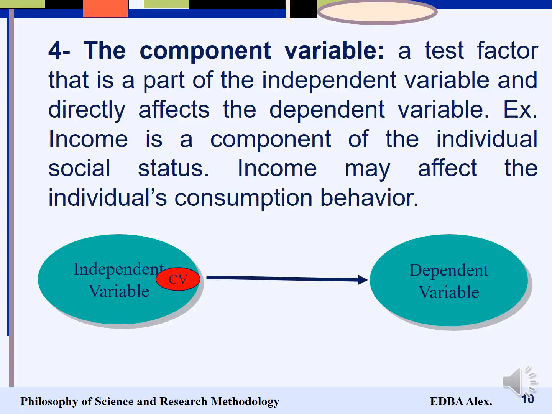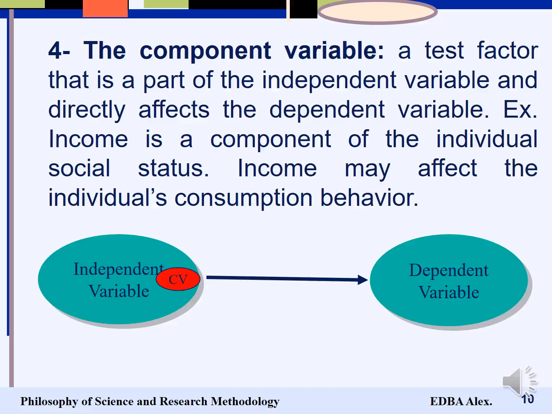But which one has a direct relationship with consumption behavior? Does, for example, the neighborhood where the individual was born? No, it doesn't have any relationship. The most important factor that determines consumption behavior is income. So income here is the component variable that leads to the occurrence of the dependent variable.